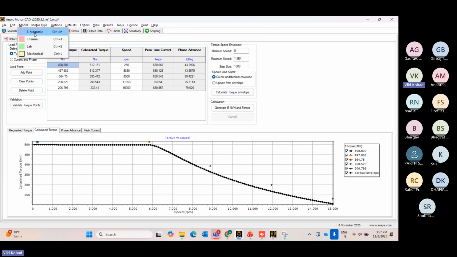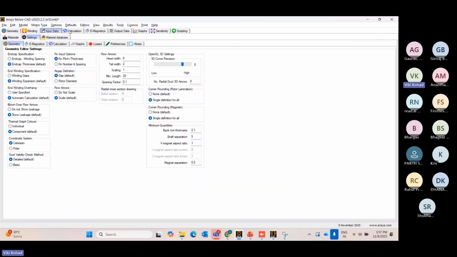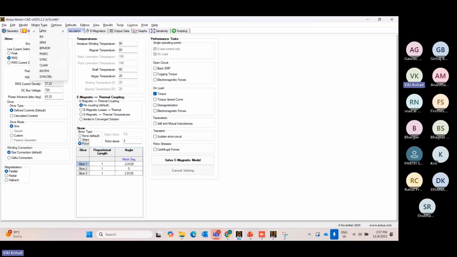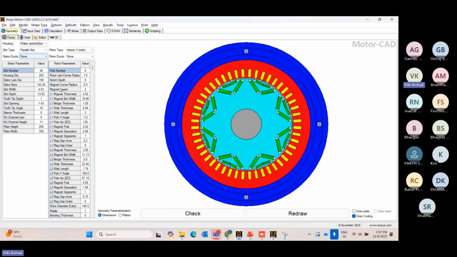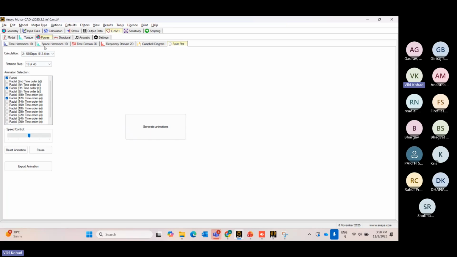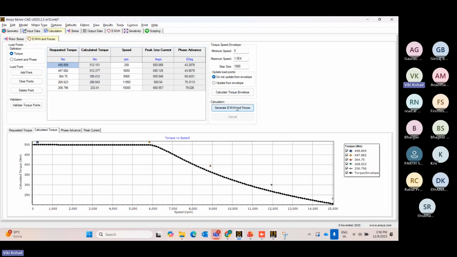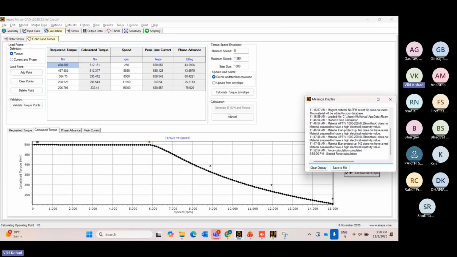Go to calculation, A magnetic. Here skew. Just go to mechanical. You can do the analysis here. Calculate again. Now it is calculation for the skew.